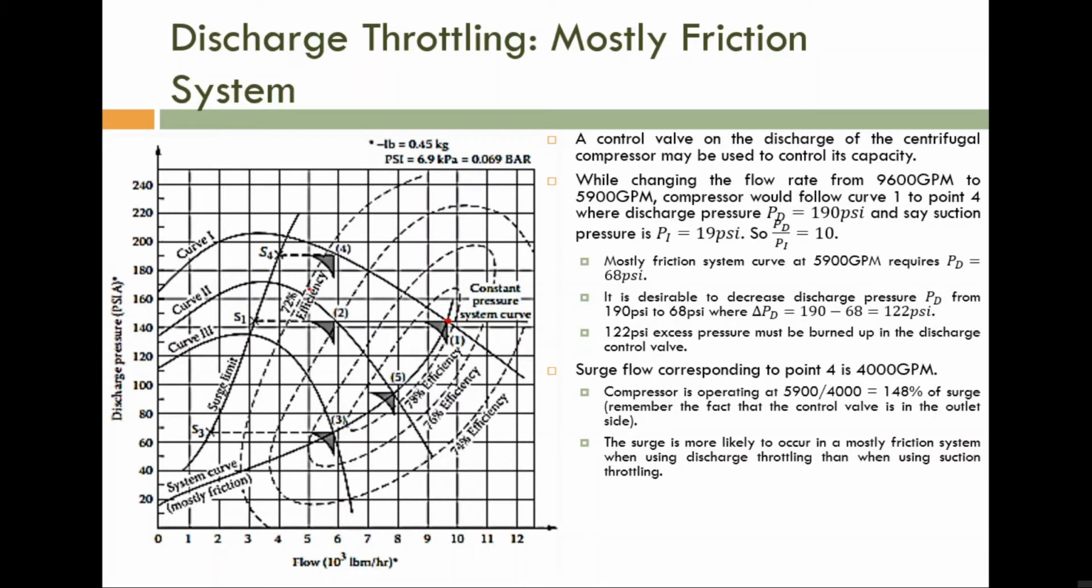So in last class I told you a number of comparisons. First one is the relative stability point of view. If you are throttling the suction line for a constant pressure system, the relative stability is decreased to something around 175 or 180. And if we are throttling the suction line for a mostly friction system, the relative stability is also decreased, but that one is decreased to 190.